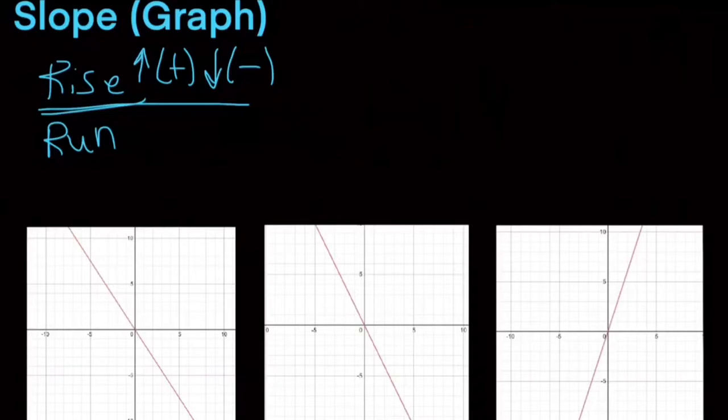And the run, if it's going to the right, then it's positive. But if it's going to the left, then it's negative. Now, this might be confusing right now, but let's do these 3 examples to further understand this point.